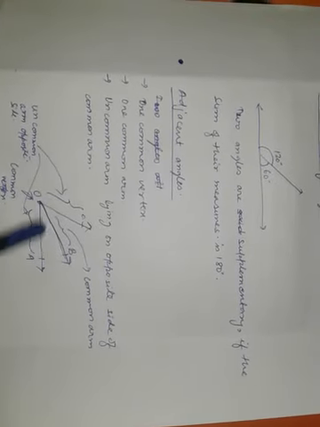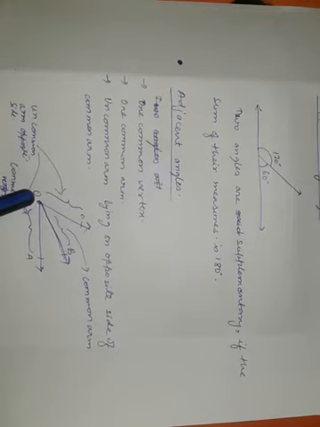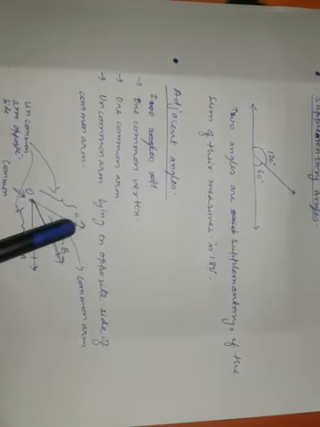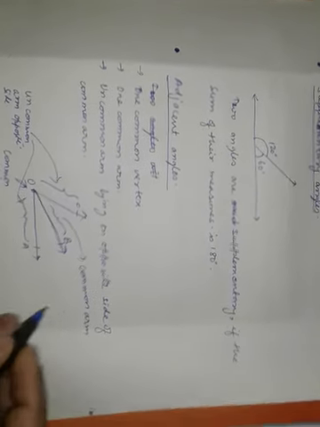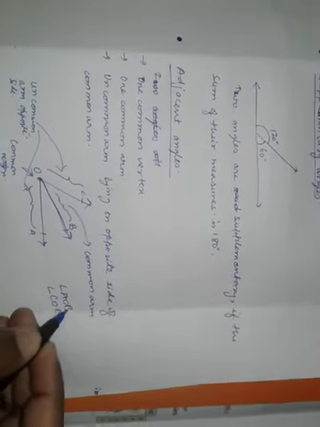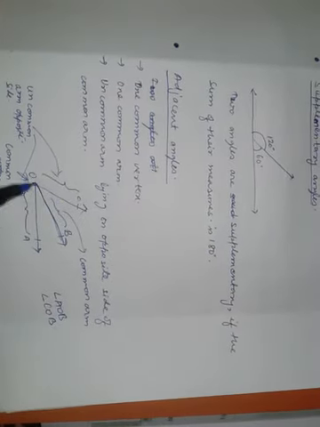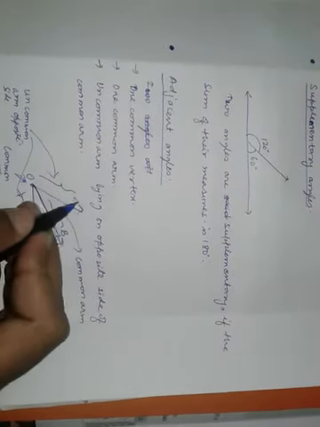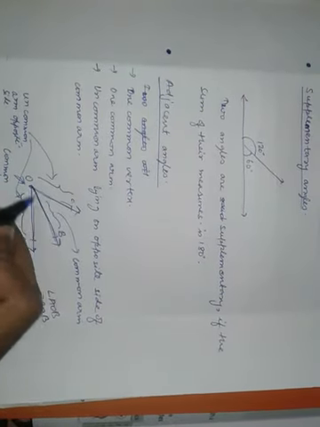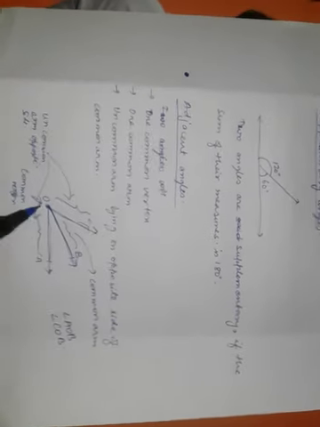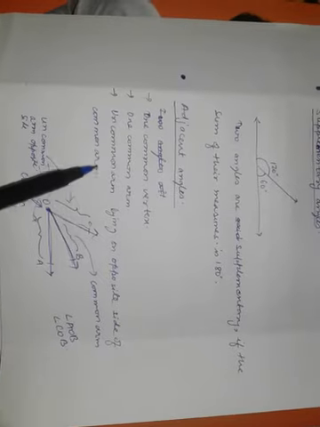They have a common vertex. Suppose these are two angles, angle AOB and angle COB. In these two angles, COB is here and AOB is here. Here you can see the common vertex is O, the same vertex in both.